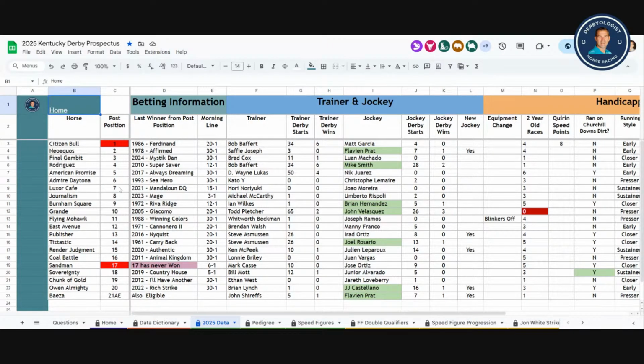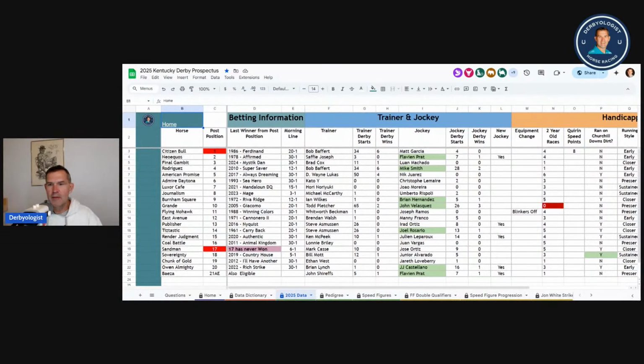And the reason why Citizen Bull has a red for post position 1 is because post position 1 has been a very unproductive post in terms of coming in the top 4. And a lot of horses have had bad trips out of the one post. And then post position 17 is in red because it's 0 for 45. Post position 17 has never won, and Sandman is in that post position this year.